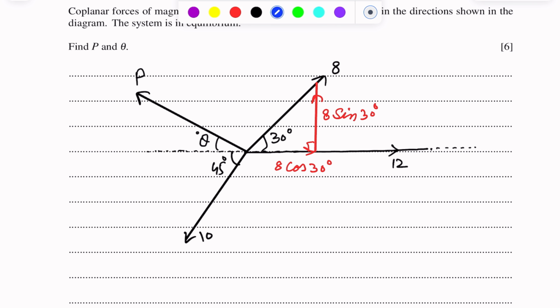Now we resolve this force of 10 Newton, this component and this component. Angle is 90. This component opposite to the angle 45 will be 10 sine 45 degree, and this component will be 10 cos 45.